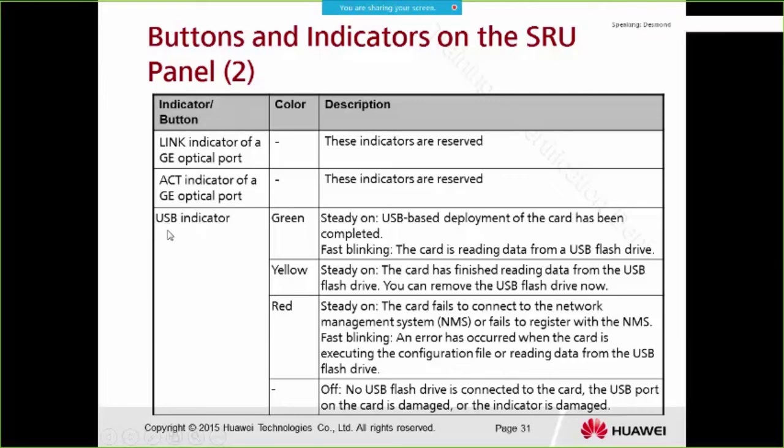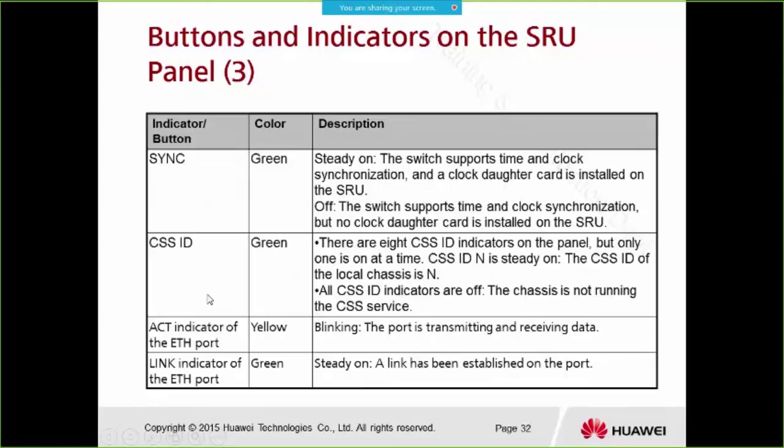The USB port is used for USB-based deployment. If it's steady green, the USB-based deployment of the card has been completed. If it's fast blinking, the card is reading data from a USB flash drive. Yellow means the card has finished reading data from the USB flash drive, so you can remove the USB flash drive now. And if it's red, the card fails to connect to the network management system or fails to register with the NMS. Like this.